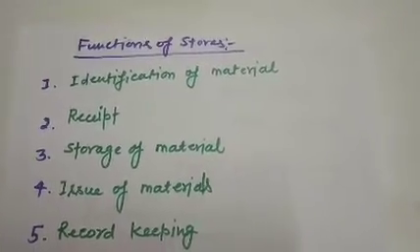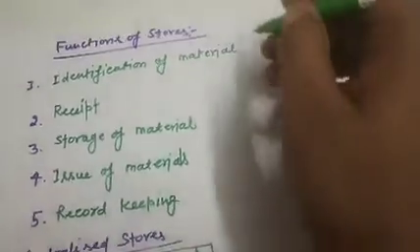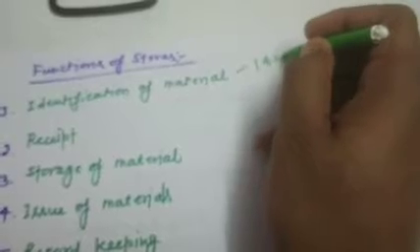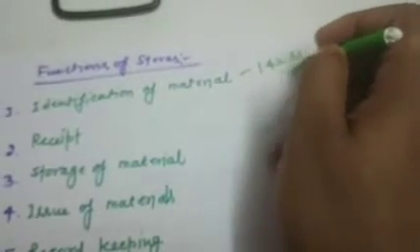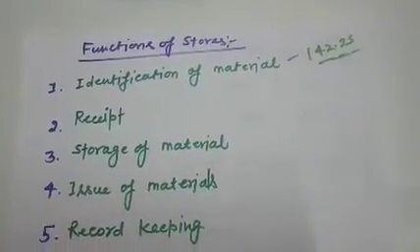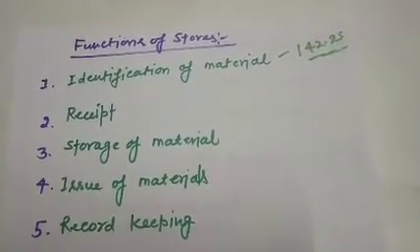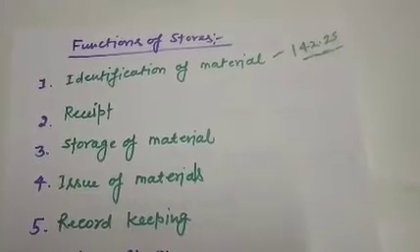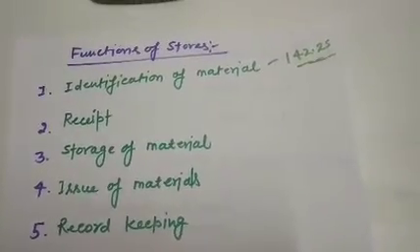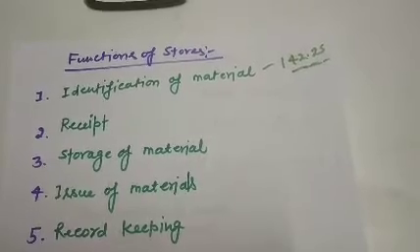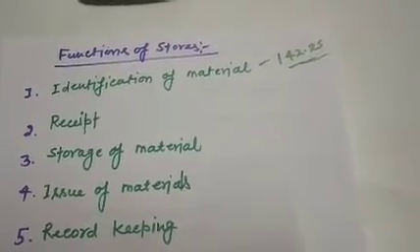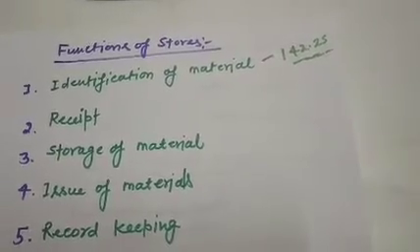If we say here, in identification of material, if we write here 142.25, right? I'm taking the example, when materials are identified, when materials are kept with certain codes in the stores, say it is assigned by storekeepers to a material, then what will it indicate? It indicates a brass round bar, right?